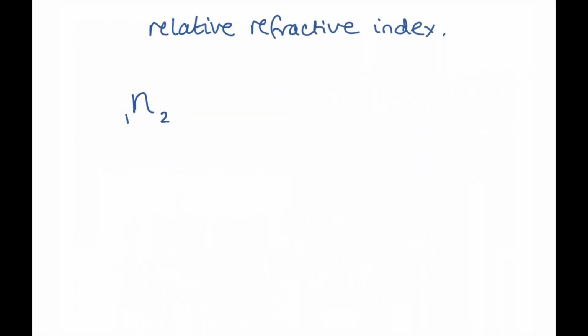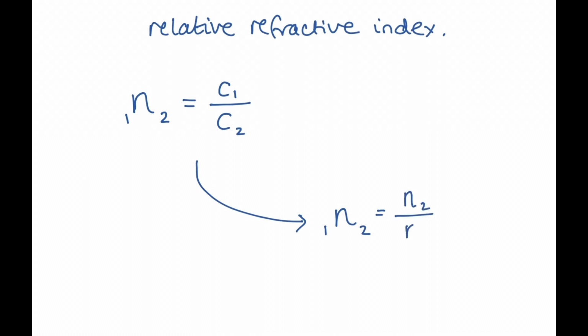The relative refractive index between 2 materials is the ratio of the speed of light in material 1 to the speed of light in material 2. This equation can be combined with the one that we looked at before, saying that the refractive index is equal to the speed of light in a vacuum over the speed of light in a certain material. And that gives us the relative refractive index in terms of the ratio of the refractive index of material 2 over the refractive index of material 1.